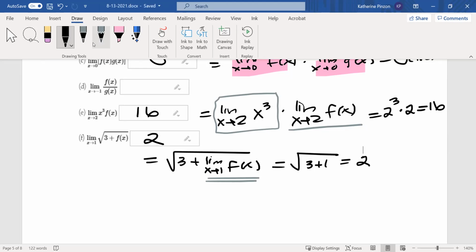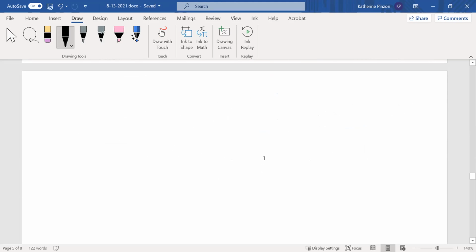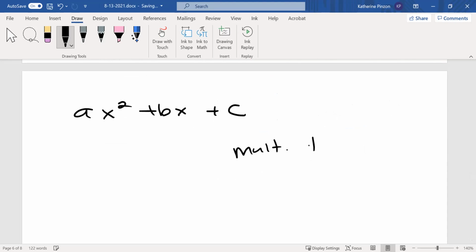Other questions from your homework? Really quick about factoring. Absolutely. Trinomial. Yes. What two numbers do you multiply together? They need to multiply to make C and add to make B.